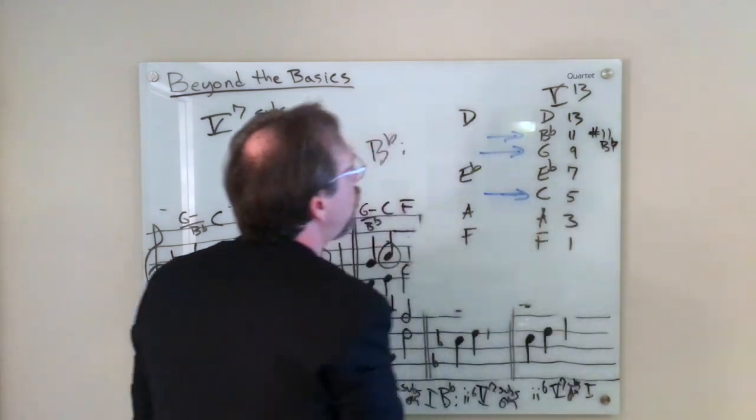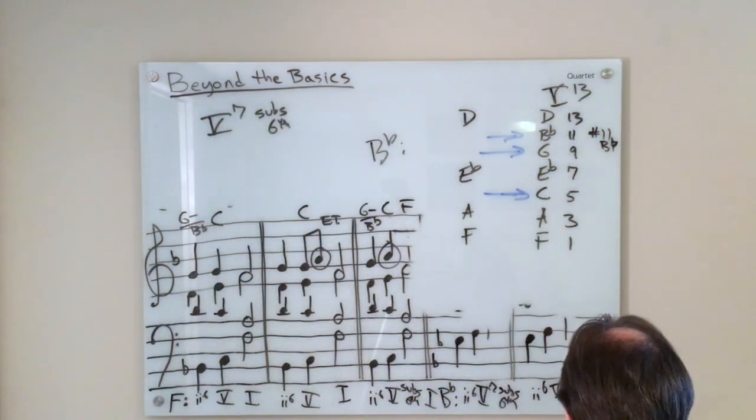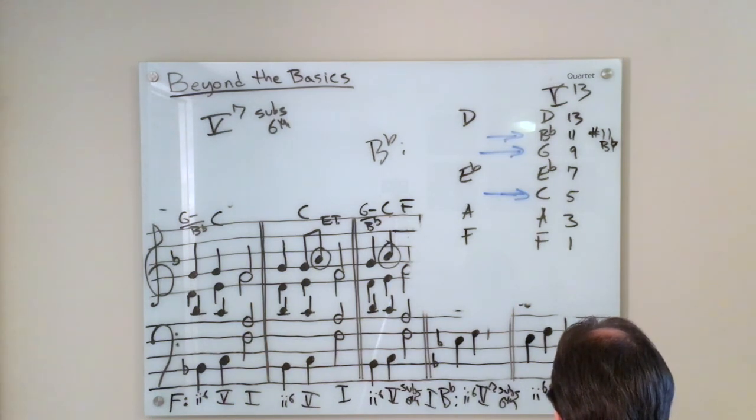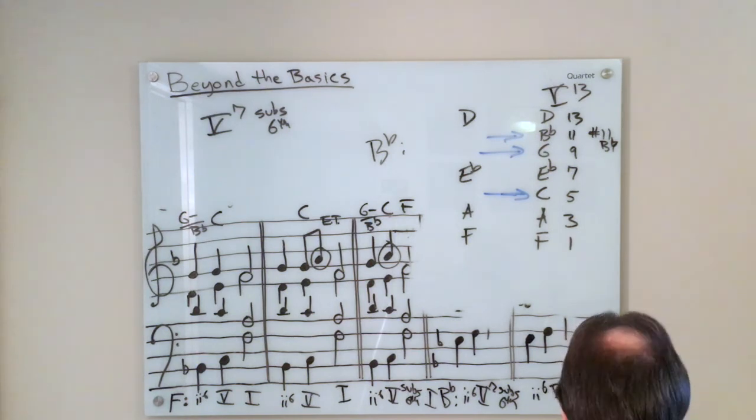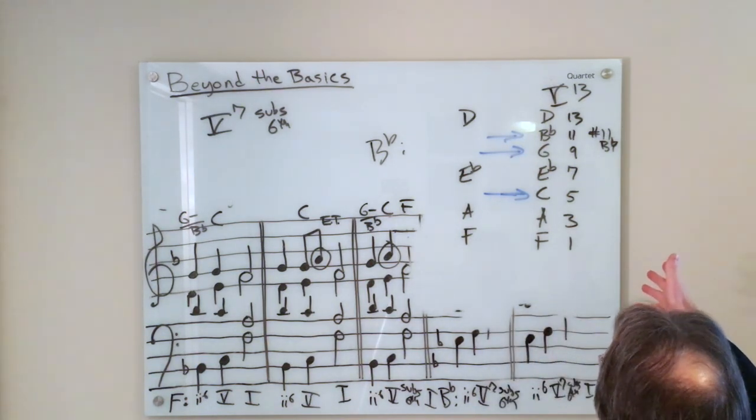And chances are you wouldn't be; it would be normal to leave some of those out. So a jazz chord might be something like... you might have the 9th in there, but you wouldn't necessarily have the 5th or the 11th.